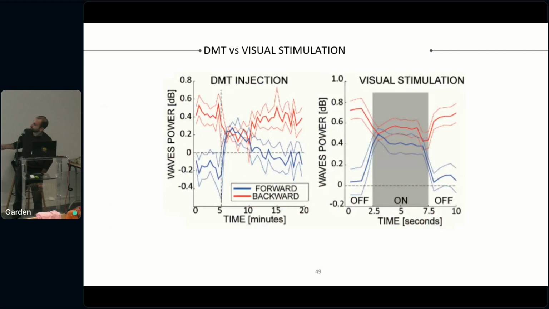So this matches the prediction of our model, and it's very interesting to compare the time course of DMT and visual stimulation. Of course, it's a different time scale, and of course, the comparison is quite speculative, but it really looks similar. So it's tempting to think that DMT pokes the same neural mechanisms that are involved in visual stimulation, also given that it elicits visual hallucinations.